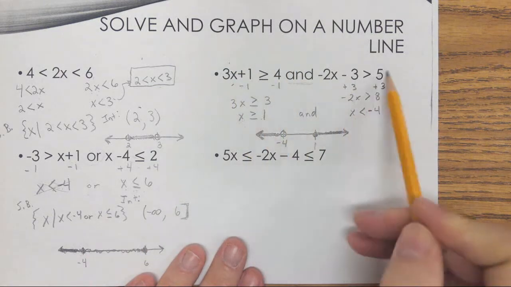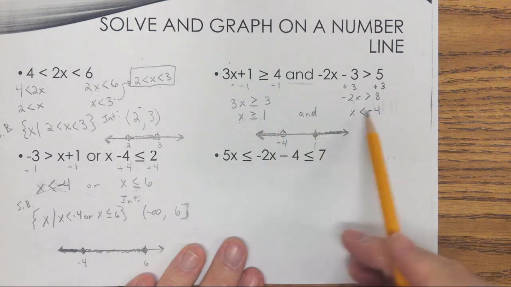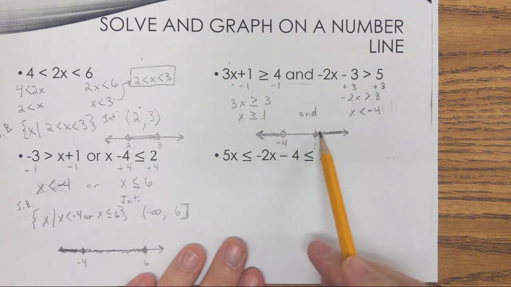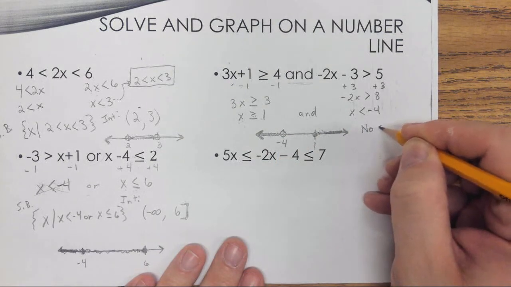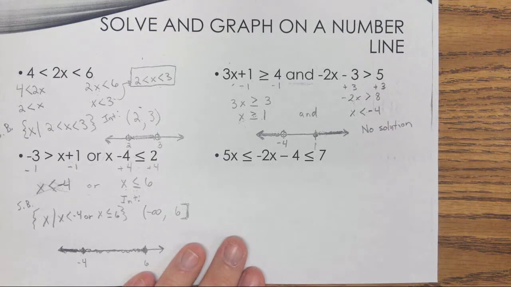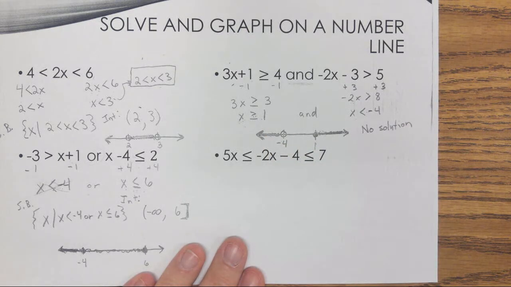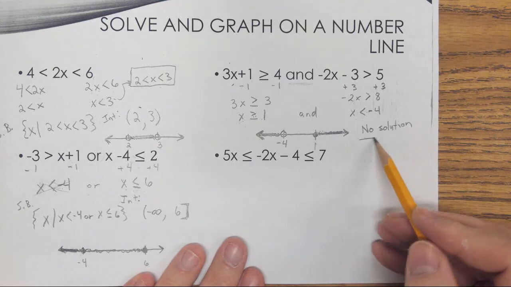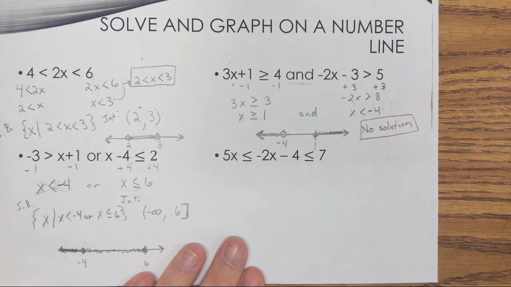But think about this. Sometimes you'll have a compound inequality that says something like this, but when you solve it out and graph it and think about it for a minute, you'll find out that this is no solution. There are no numbers in the history of numbers that could be greater than 1 and less than negative 4 at the same time. So that one does not work out. Okay, so no solution. But the steps are still going to be the same.